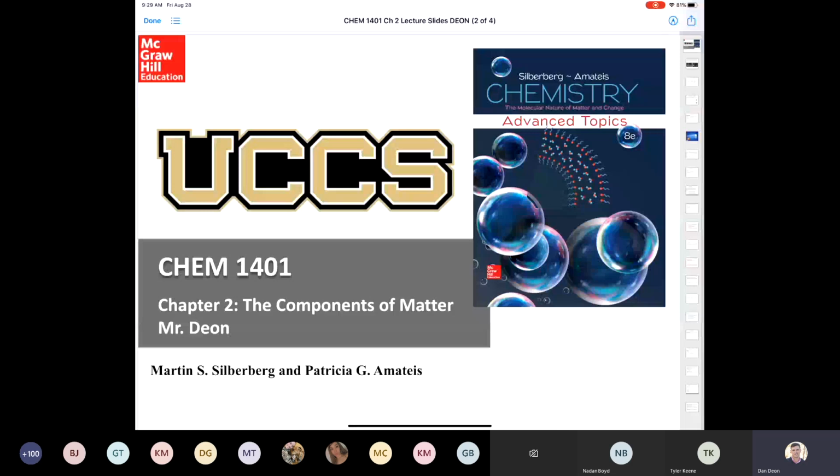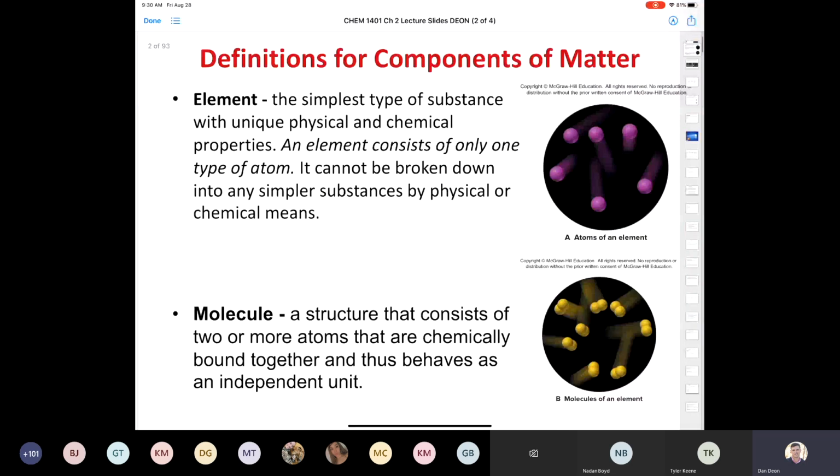All right. Well, let's keep moving here, and let's take a look at Chapter 2, the components of matter. We're going to start right away talking about elements. So we're going to do some definitions for the components of matter and an element.